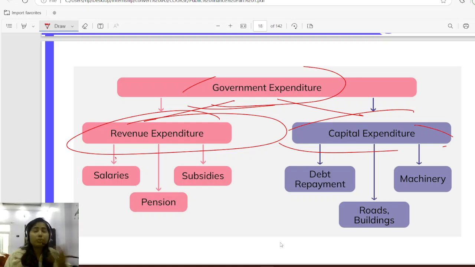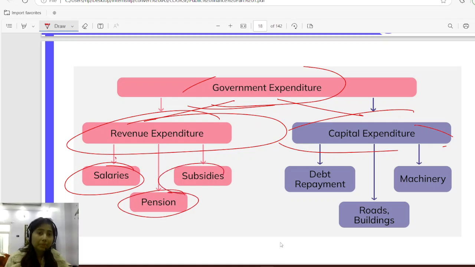Revenue expenditure, day to day expenditure, salaries per month, pension per month, subsidies based on the value, based on the volume, on different kind of things. So they are related to day to day financing activities, right? Like not financing, but day to day money expenditure activities.